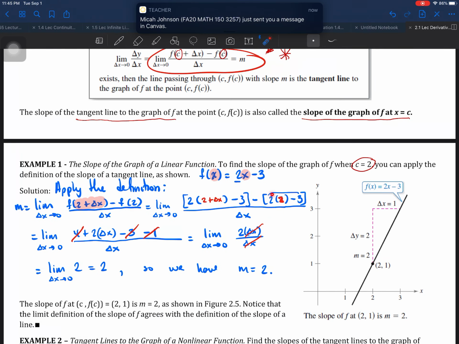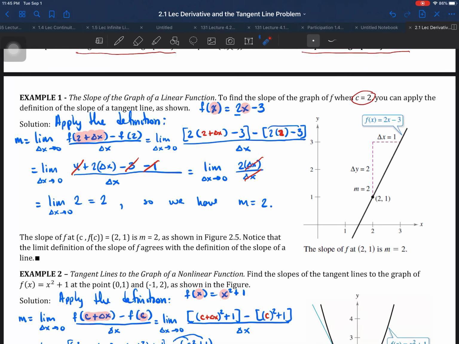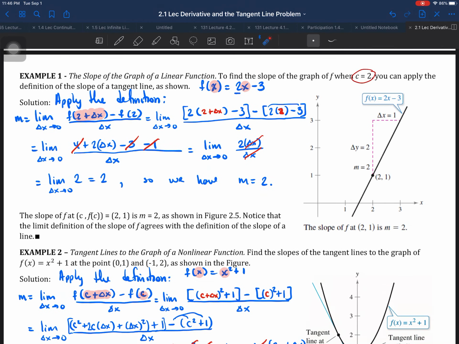And don't forget your parentheses, your brackets. And then all over delta x. Don't forget delta x. Do not forget to write the limit. It's very important. A lot of times students will just ignore it because they don't want to write it, but they will forget it at the end. So do not forget that part.